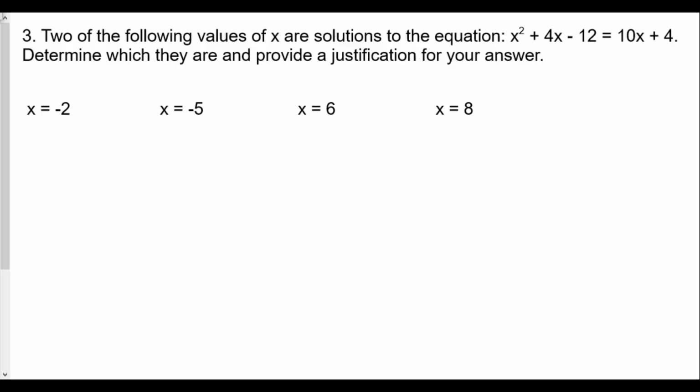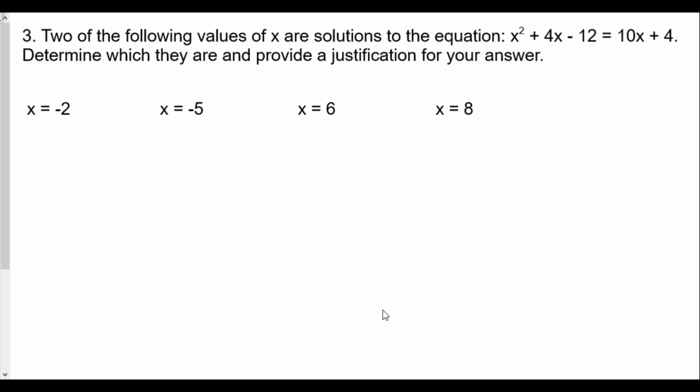Welcome back, everybody. This is our Algebra 2 video on Algebra Essentials, Lesson 6, using tables on the calculator, homework review. We are going to pick up from what we did for our store function using the graphing calculator. We're going to try to solve this problem: two of the following values of x are solutions to the equation x squared plus 4x minus 12 equals 10x plus 4. Determine which they are and provide justification for each answer.